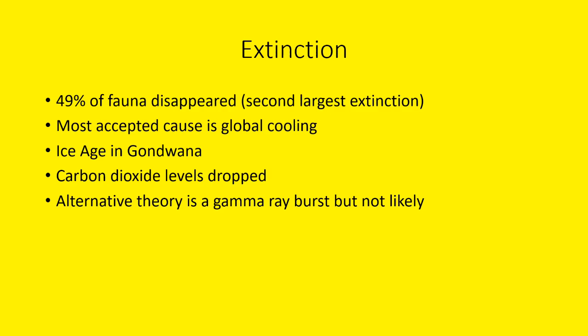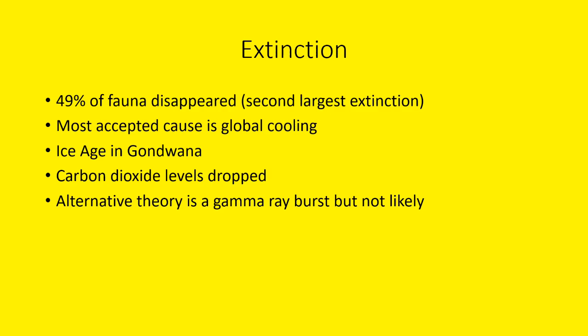Now let's actually talk about the extinction. So what happened here is that in this extinction, 49% of fauna disappeared, and that makes it the second largest extinction in Earth's history. The number one mass extinction, we will talk about that in a future video, and you probably know which one I'm talking about, and that would be in the third extinction profile video that will be happening in the future, which will probably be in August. And so, the most accepted theory of the cause of the extinction is global cooling.